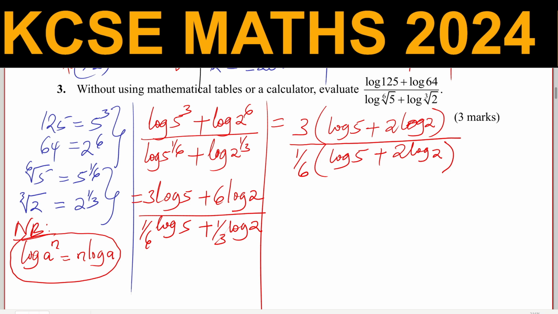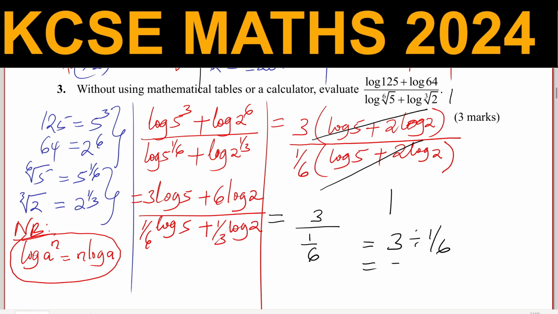Now looking at the numerator and the denominator, you will notice that whatever is in the brackets in both the numerator and the denominator can divide out. When you divide that, you will remain with 3 divided by 1/6, and it will simplify to 3 times 6, and that will be 18 as the solution.